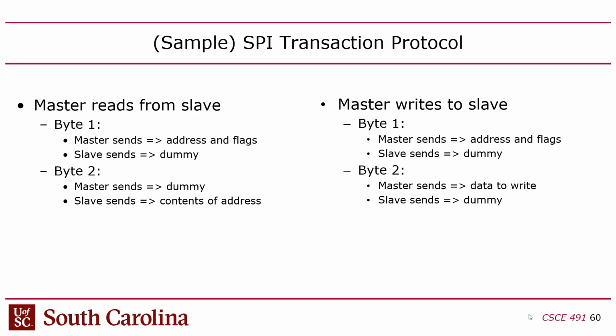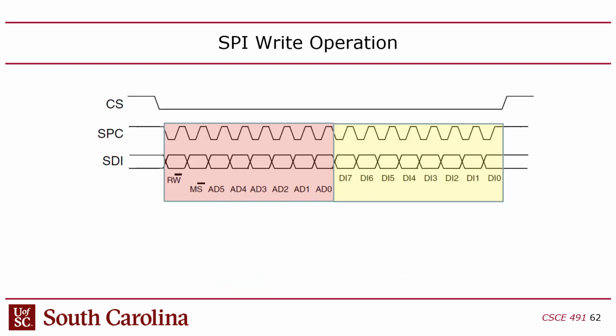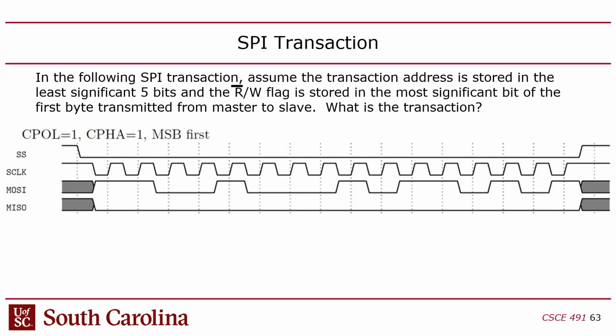So the first exchange, you can think of that like a header, like a network header almost, where you send the header, which is the address, and then the second exchange is the data, and that data is either going to go from the master to slave if it's a write, or from the slave back to the master if it's a read. Okay, so that's the transaction protocol, or one possible transaction protocol. You can do this in different ways. So this shows an example of that. And then there's the write.